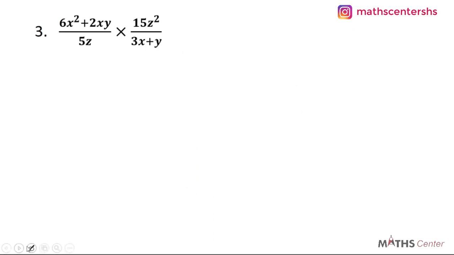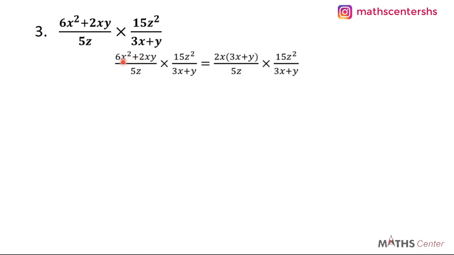Just as we did for the previous example, in this example also, we are going to factorize some common factors out so that we can cancel. So we look at the first one. This looks like something we can factorize, right? So we can factorize 2x out. So we factorize 2x. The numerator is going to give us 2x into bracket 3x plus y, all in bracket, then over 5x times 15 over 5z times 15z squared over 3x plus y. So we can see right away from here that we can cancel some things out.